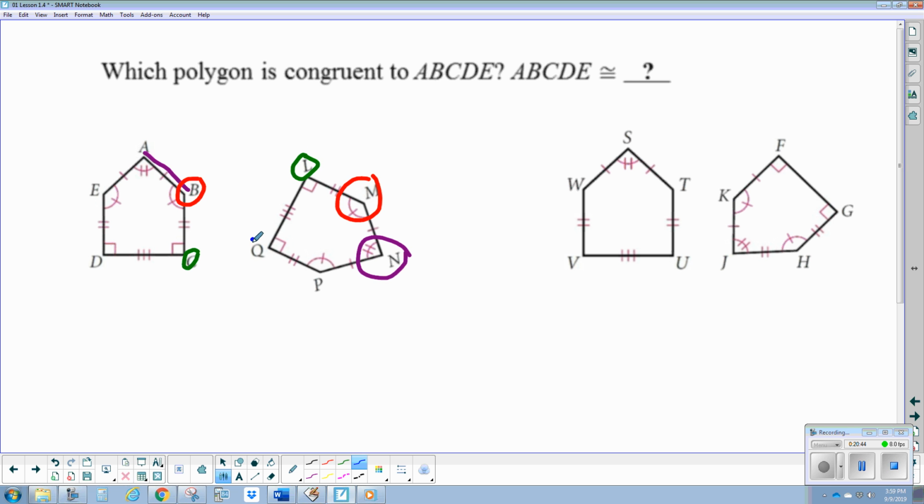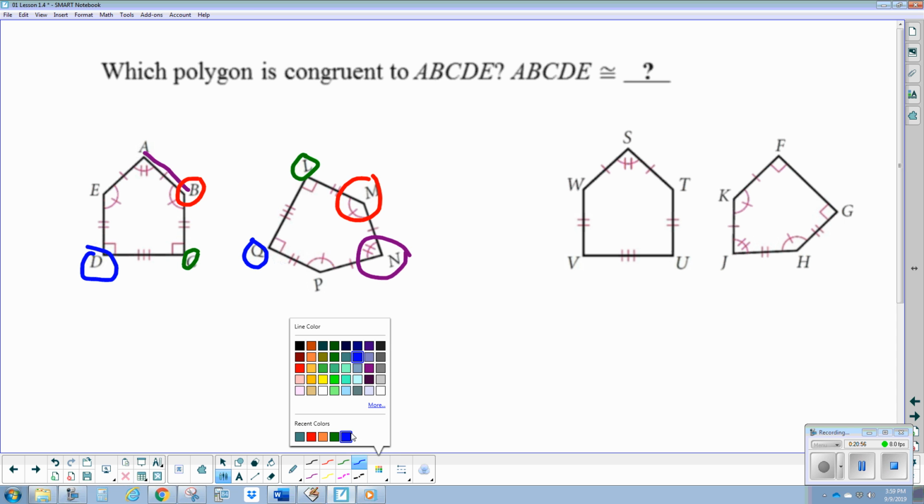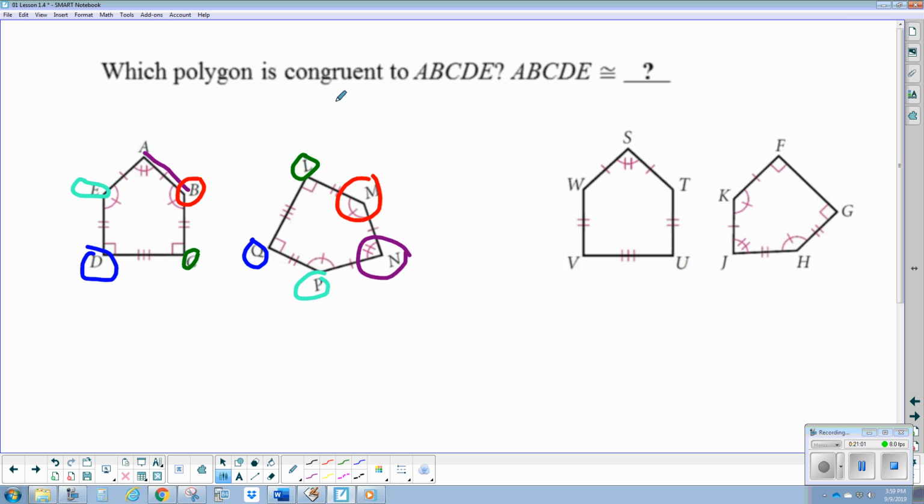Angle Q is congruent to angle D. And lastly, angle E is congruent to angle P. So if we name this, we can go in the same order of congruent angles, N, M, L, Q, P. N, M, L, Q, P is congruent to A, B, C, D, E.